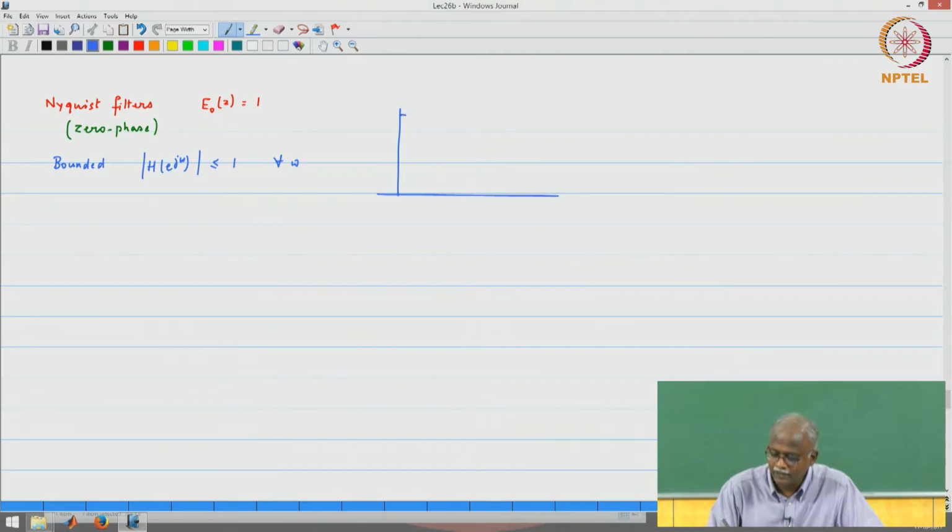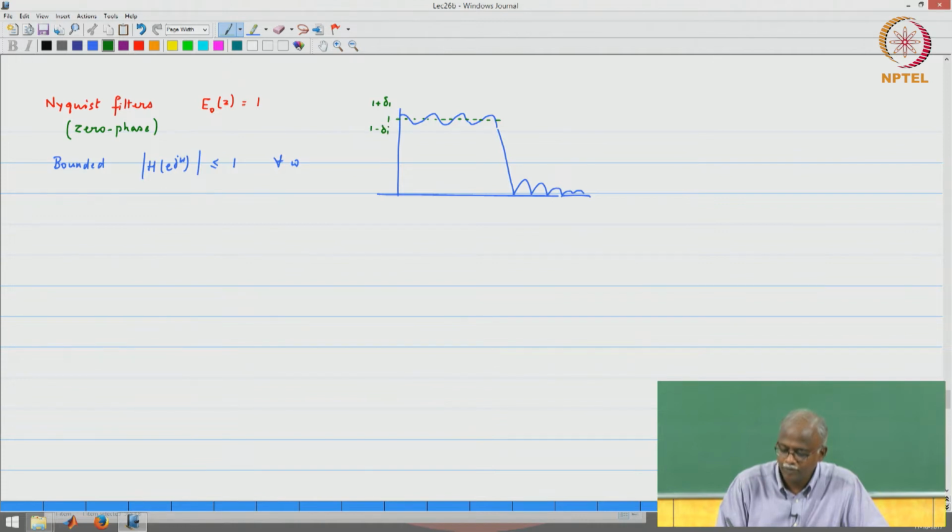a low pass filter which had a certain ripple and a stop band, okay, it had a ripple of this type. I am just showing it with equiripple for illustrative purposes, okay. If this line is 1, then the upper line is 1 plus delta 1, the lower part that it reaches is 1 minus delta 1, okay. So it is basically bounded between 1 plus delta 1 and 1 minus delta 1.